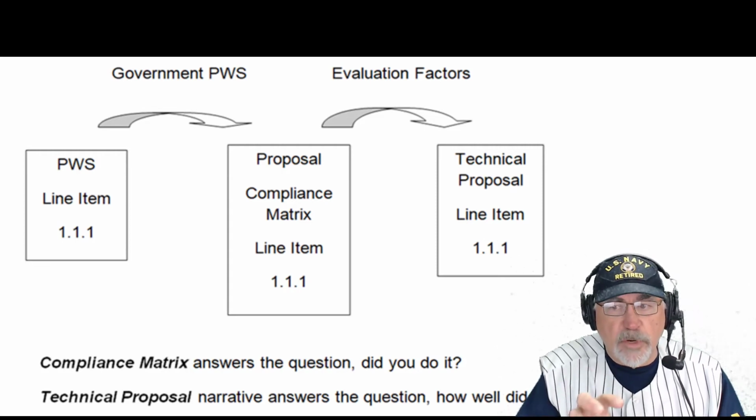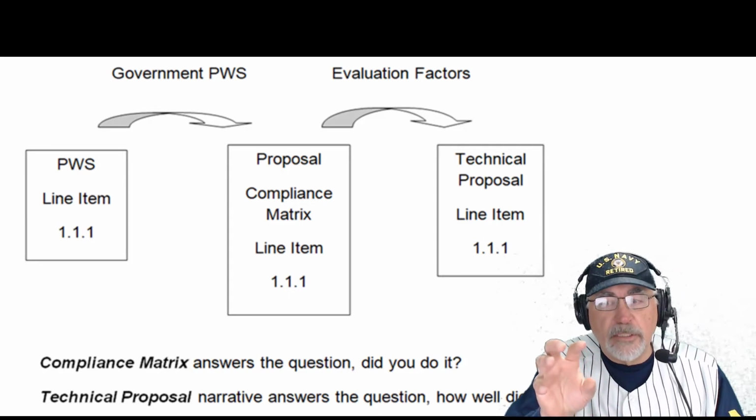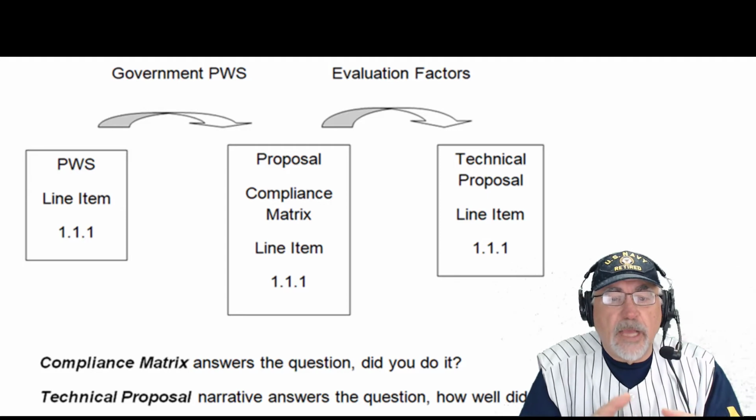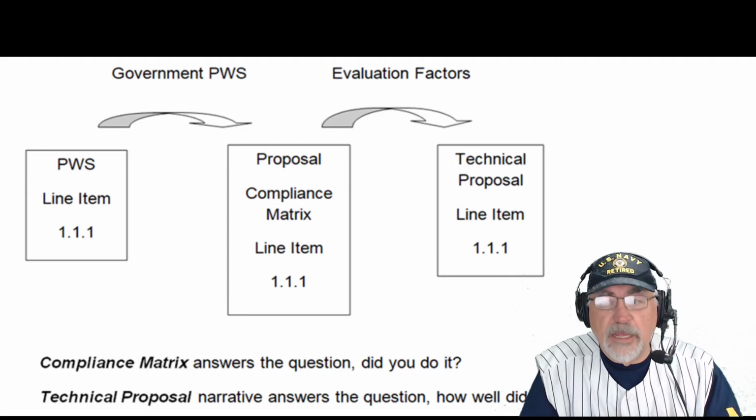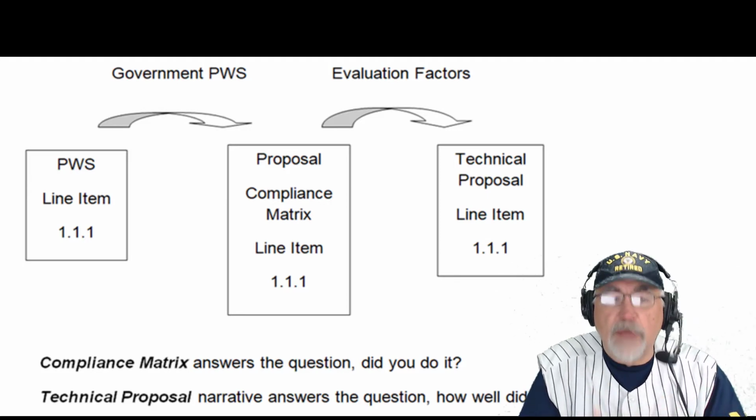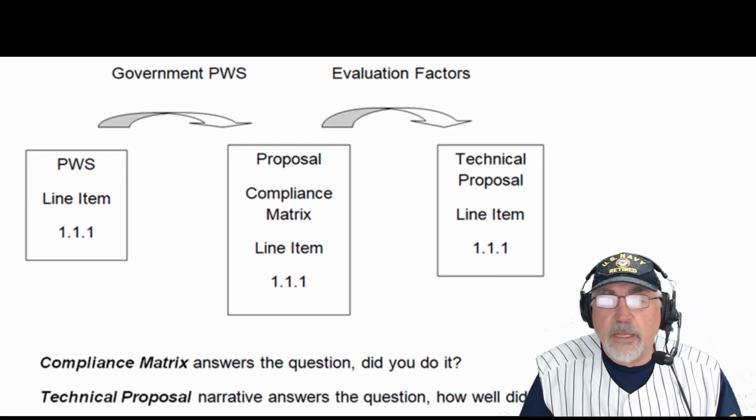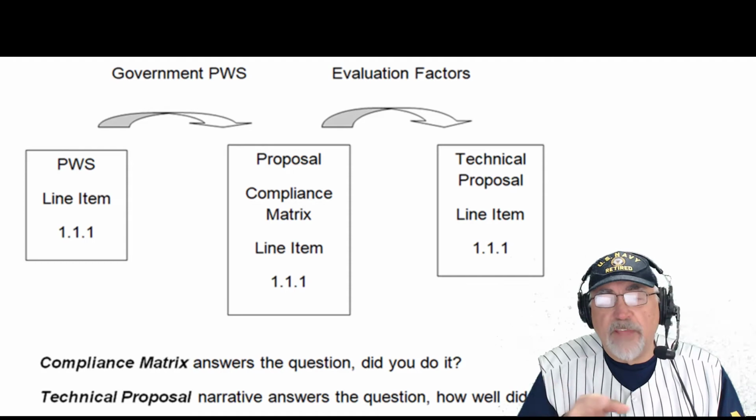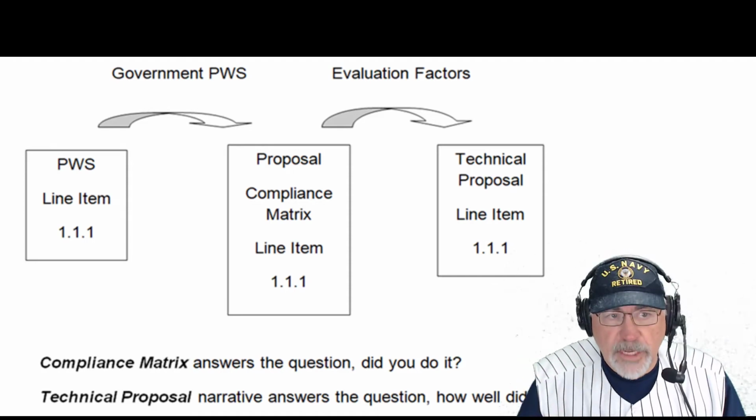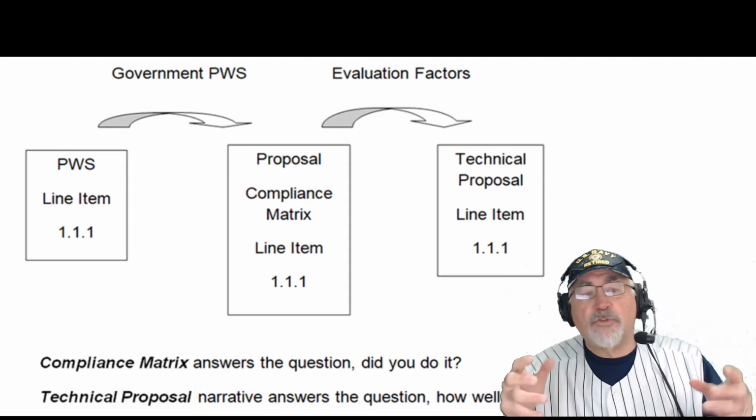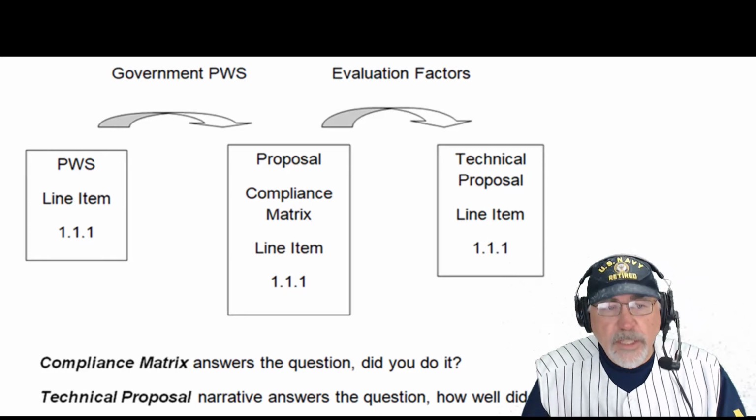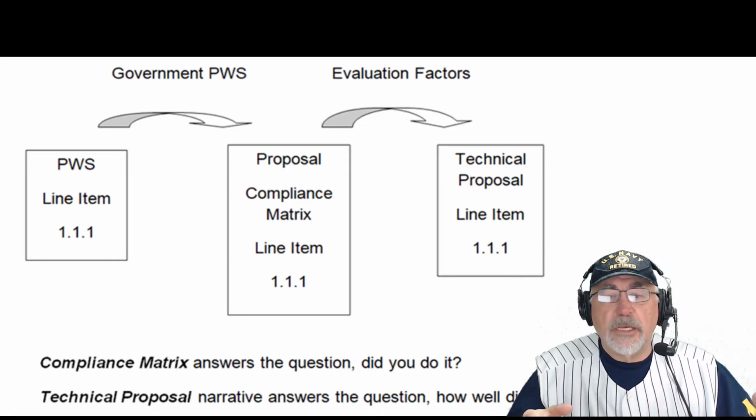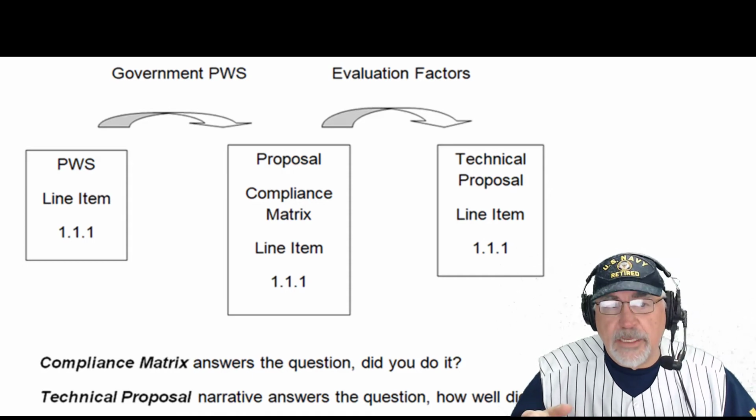The performance work statement determines what you're supposed to do. The compliance matrix identifies that you did it or not. If you didn't do it, you need to remedy that. If you did do it, the technical proposal then tracks all of that and says how well you did it. Now, these are important tracking tools. Once you get to this point, the key thing is linkage.